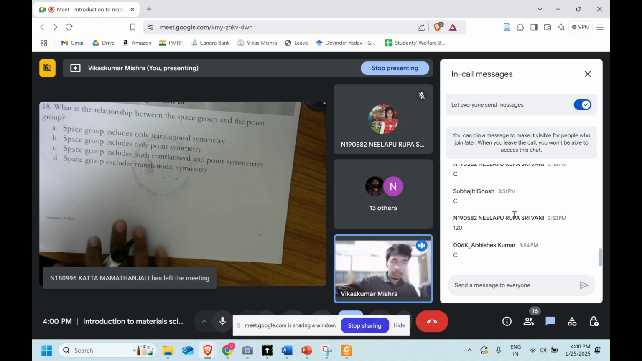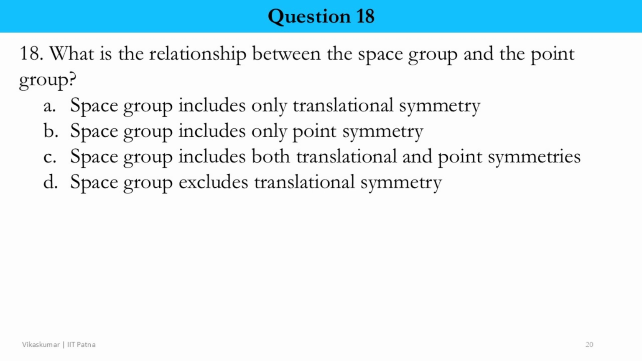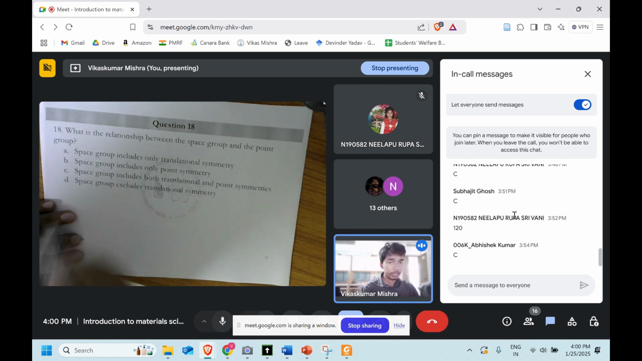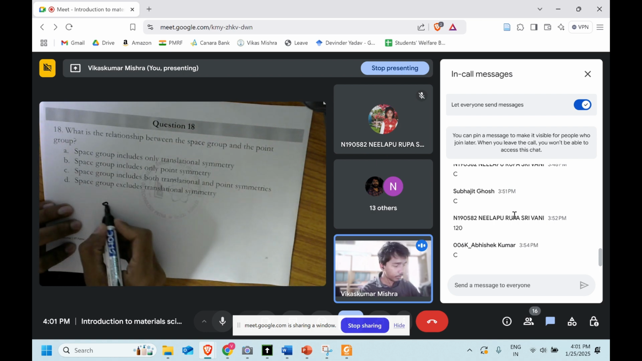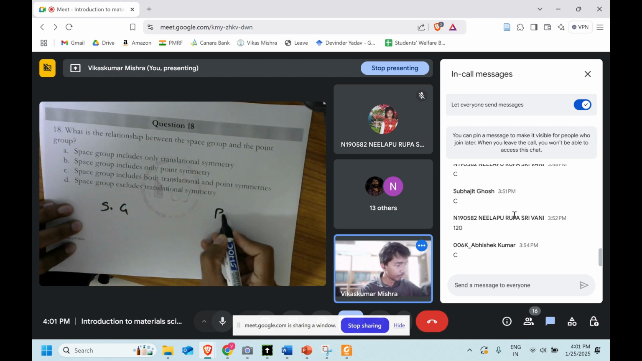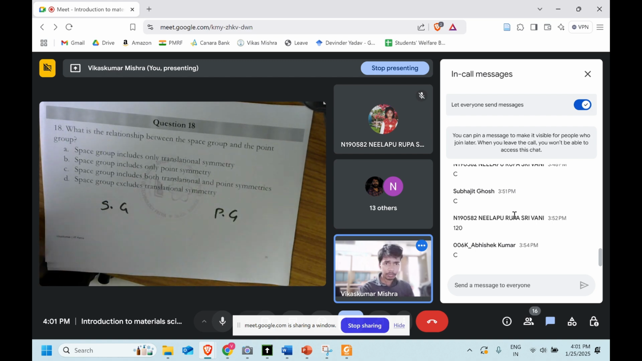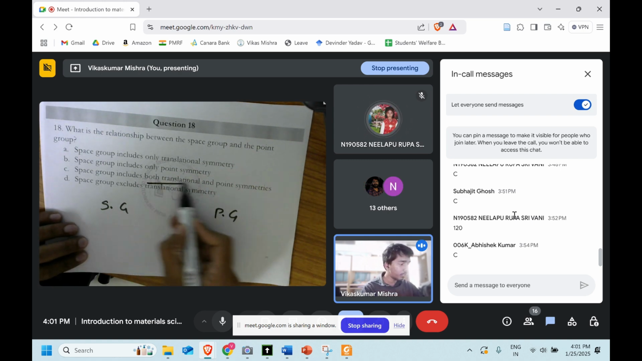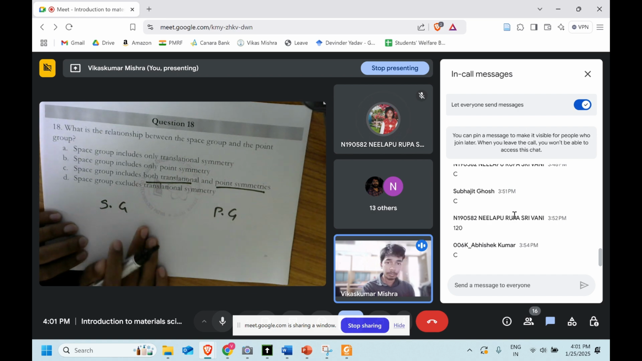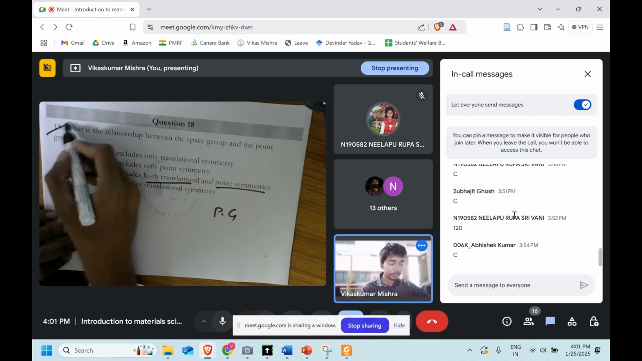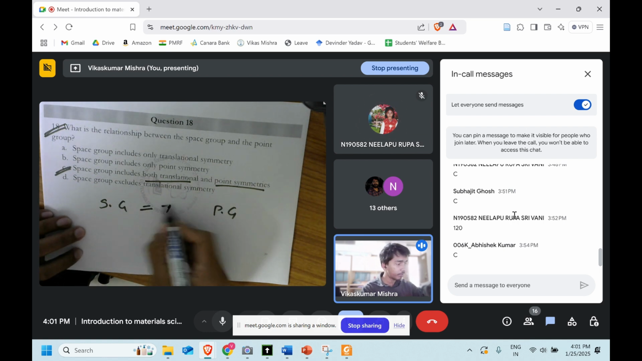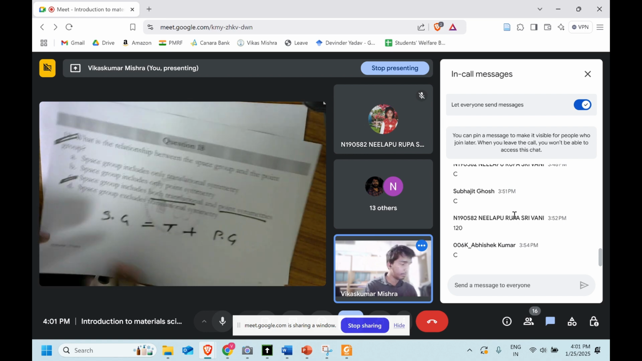So now let's try to answer question number 18. What is the relation between the space group and the point group? A, B, C and D. Which one will be the right answer? What do you think? C. That's right. C is the right answer because both translation and point symmetry will be present over here. So option C is the right answer. So we can say that space group equals translation symmetry plus point group, that is, point symmetry.